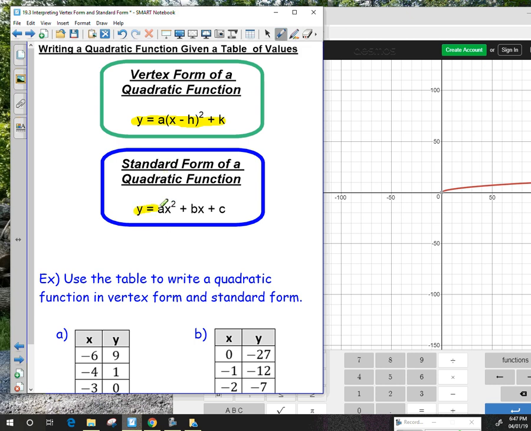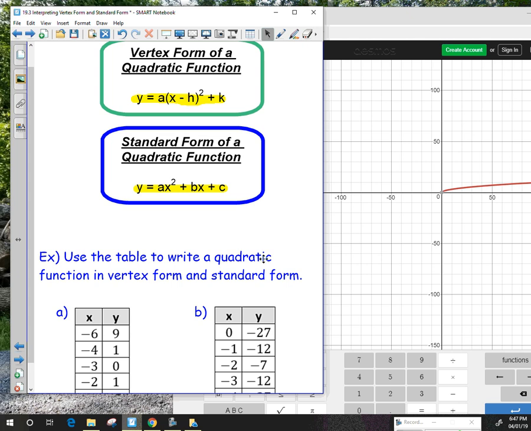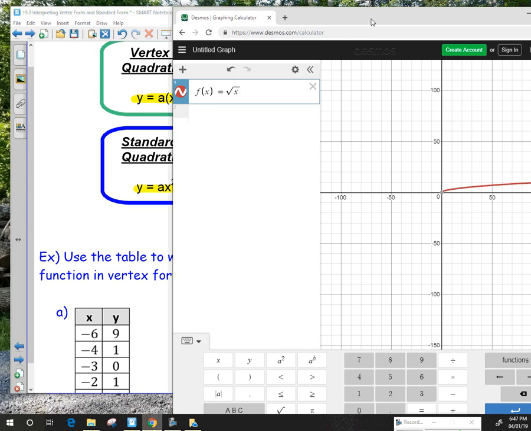Standard form, you've seen this when I first introduced quadratics in lesson 19.1 as a class: y equals a x squared plus bx plus c. That's our standard form of a function. So if they give us a table of values and we want to write the quadratic function in vertex form or standard form, we're going to use our best friend here.